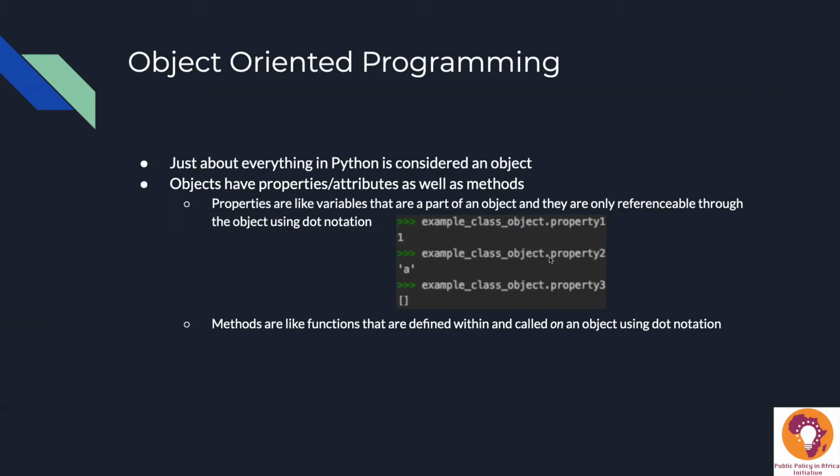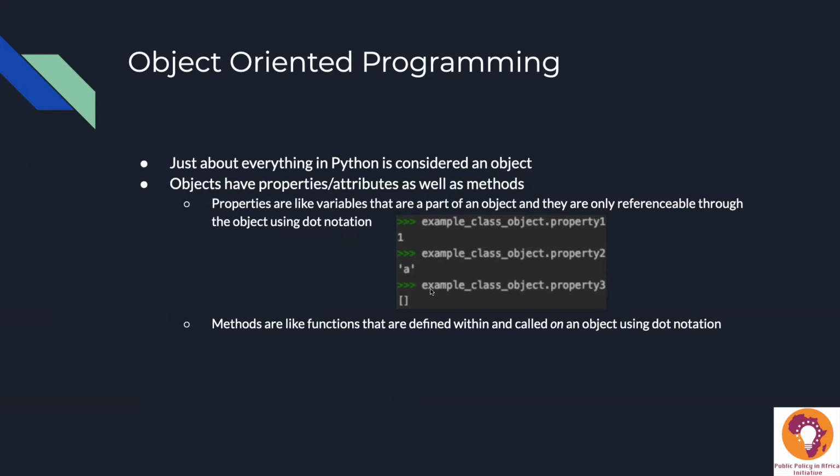And if I also reference its property two, so again, using dot notation, this object has a property called property two. So example class object dot property two. So I'm getting the property two from the example class object. That outputs to the console as an A, because that's what its property two is. And then again, for property three, example class object dot property three. So this example class object has a third property. The name of that property is property three, and we can reference that property object using dot notation here.